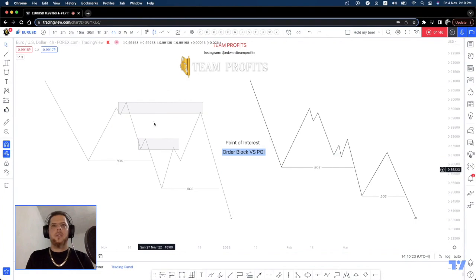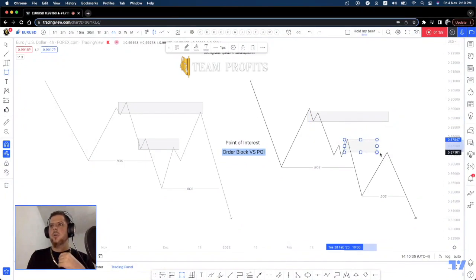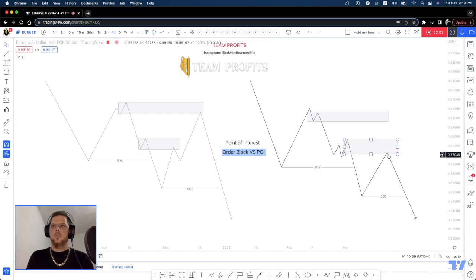So which of these two should I take? Should I go with this one? Should I go with this one? Same thing here, right? Should I actually go in this case with, I don't know, somewhere here there's an order block, or somewhere here there's an order block. So should I actually take this one and not this one? You know, which of those two should I actually take? And this is where it gets a little tricky, okay?